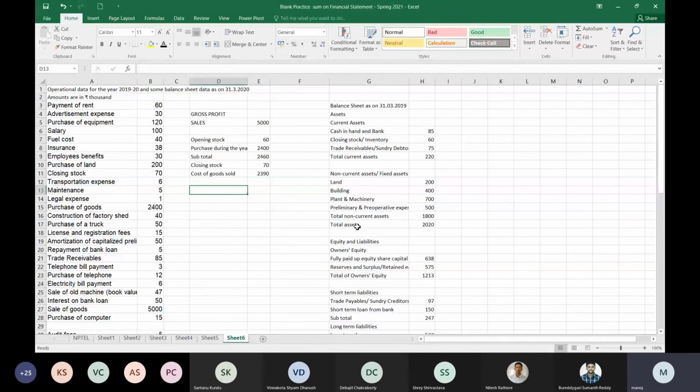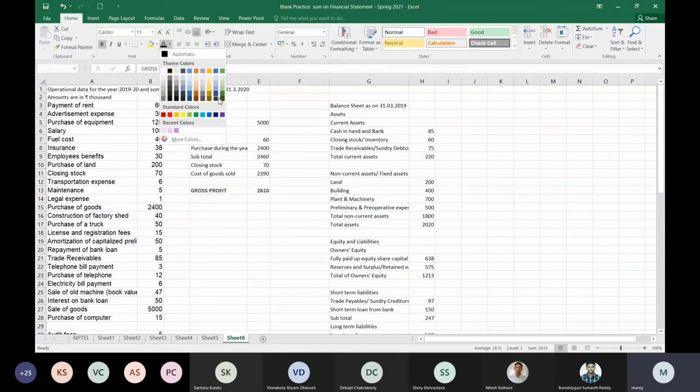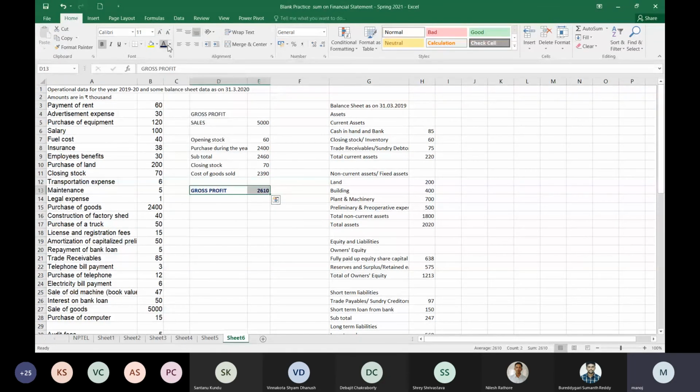Therefore, gross profit is equal to, as you know, sales minus cost of goods sold. That means 2610 is the gross profit. So one entry is done. We have got gross profit. We have estimated one of the objective data, whatever, maybe this.